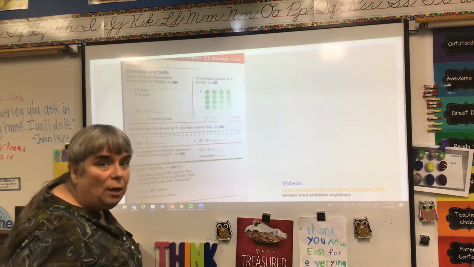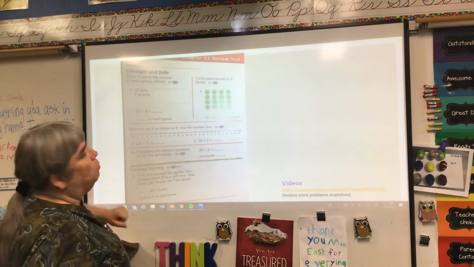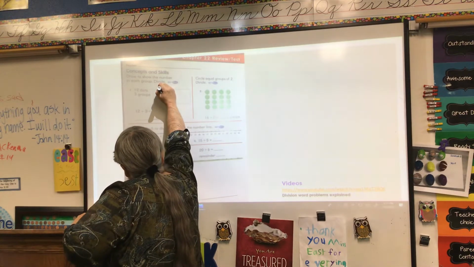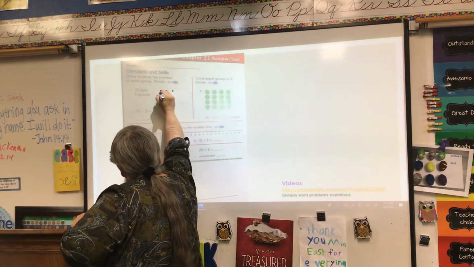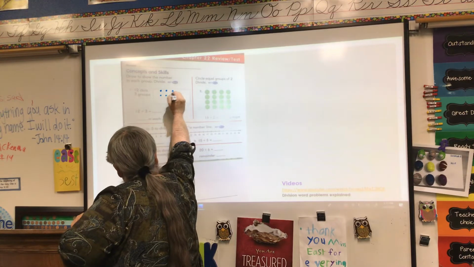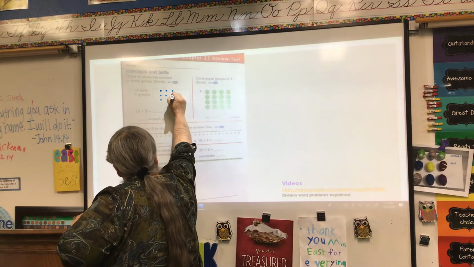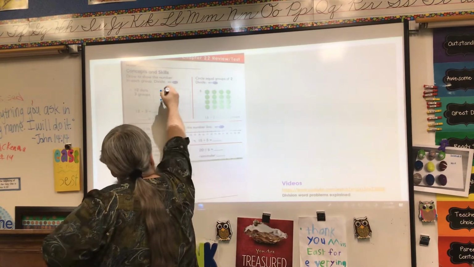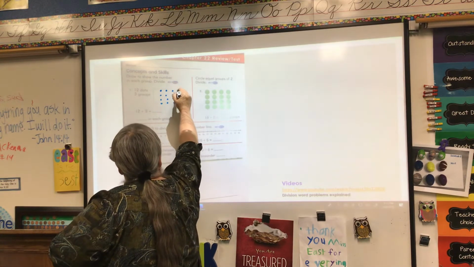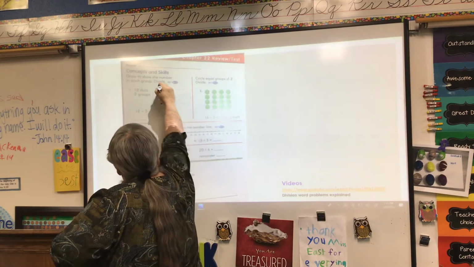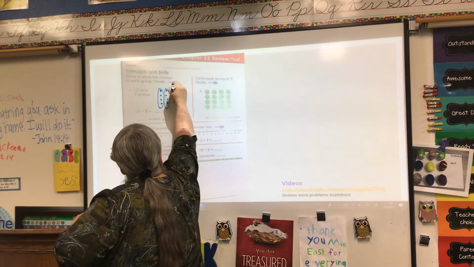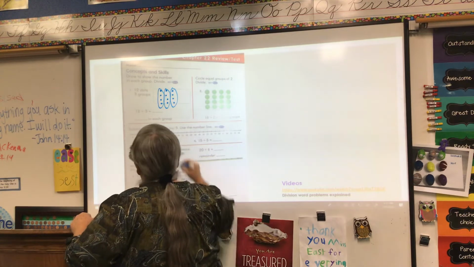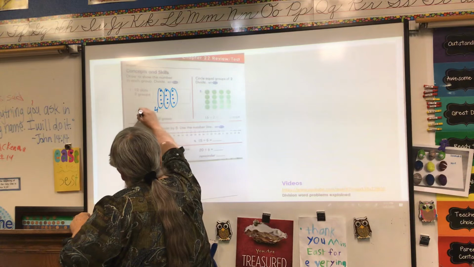So I'm going to draw 12 dots, but you notice they're in 3 groups. That's 3 equal groups. 1, 2, 3, 4, 5, 6, 7, 8, 9, 10, 11, 12. So it looks like I have 1, 2, 3 groups, and each group has 4.